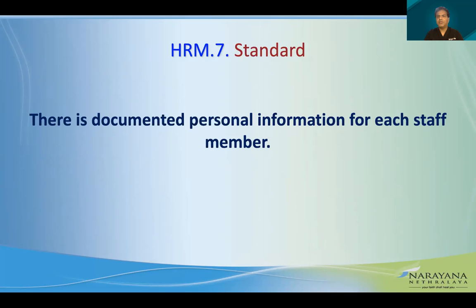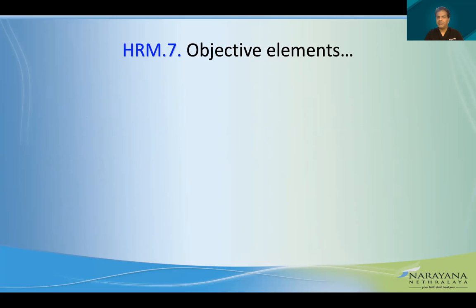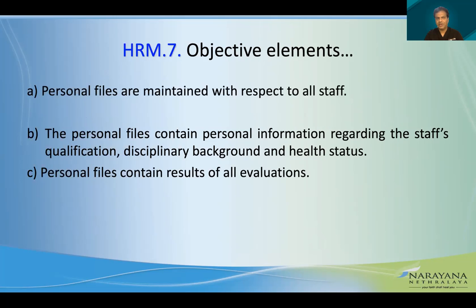There is documented personal information about each staff member. So what we actually do is we make a personal file. A personal file will have everything regarding a particular staff member. So let's say my personal file will have my degrees, my CV, my references, my background check, my offer letter, my acceptance letter, my privileges, and my appraisal forms, my additional trainings and all that I do, how I improve, details about whatever work I'm doing. All those things will go into the personal file. So that has to be maintained for everyone.